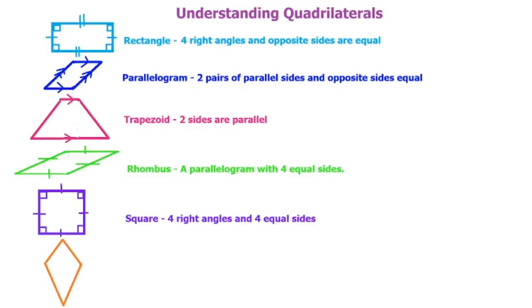Okay? And the final one is a kite. A kite has two pairs of adjacent sides of the same length. Okay, so these two are adjacent to each other and they are the same length. These two are adjacent to each other and they are the same length. And those are the main properties of these quadrilaterals.